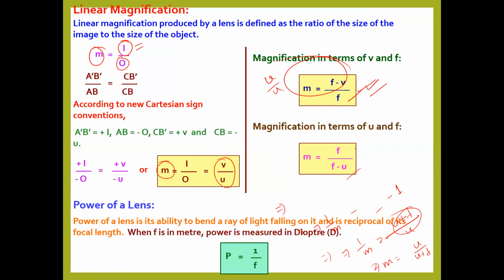And the power of a lens is the reciprocal of the focal length, P equals 1 by F. Power of a lens is the ability to bend a ray of light falling on it, and it is the reciprocal of its focal length. When F is in meters, power is measured in diopters, D. So this is the end of the topic.